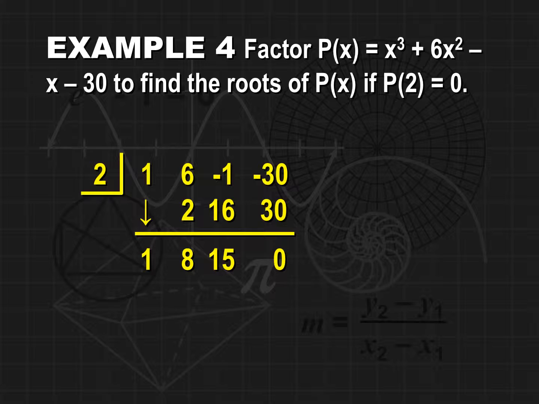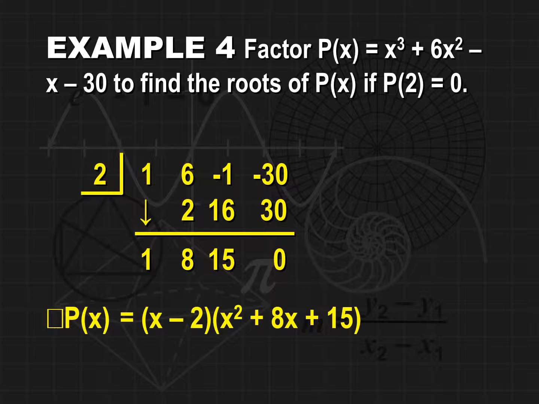So what I'm left with, though, is important, right? I'm left with 1, 8, 15, and remainder 0. So remember, that right there is our quotient, and it goes down a degree. So that means that it's x squared plus 8x plus 15. So we now have it factored slightly. We know that x minus 2 is one of our factors because it divided evenly, and then it left us with x squared plus 8x plus 15. So this times this is equal to our original polynomial.